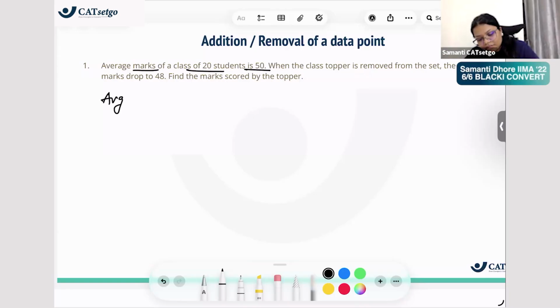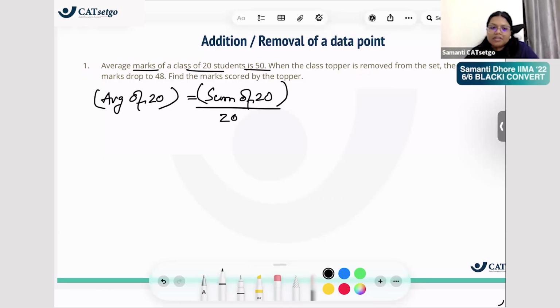So we have average of 20 people, right? This is equal to sum of 20 people divided by 20, right? This is the average. Average is sum of all divided by the count. So they are saying that average is 50 and there are 20 people.